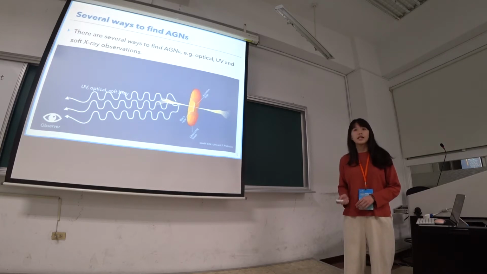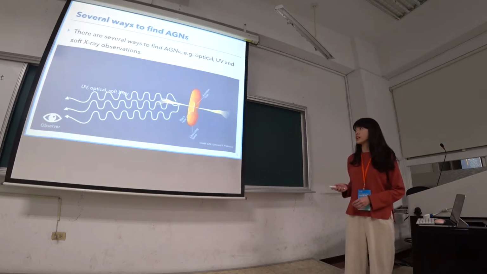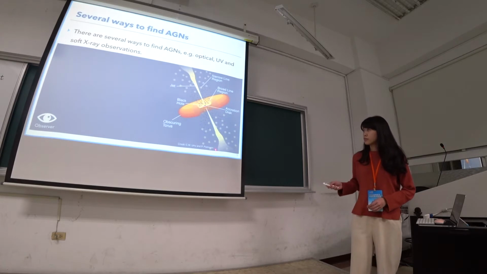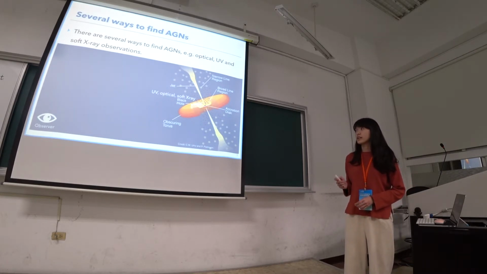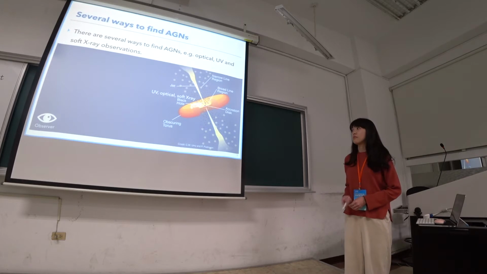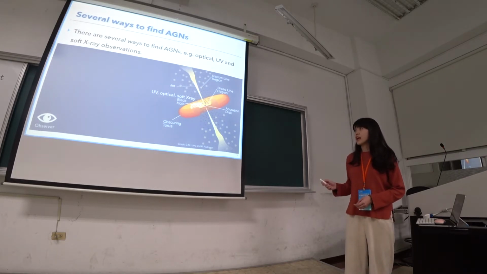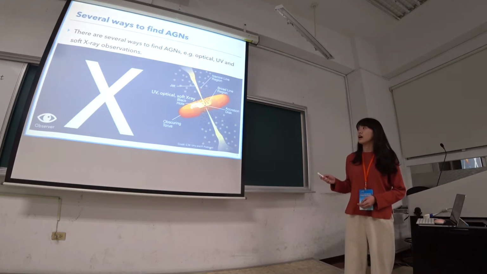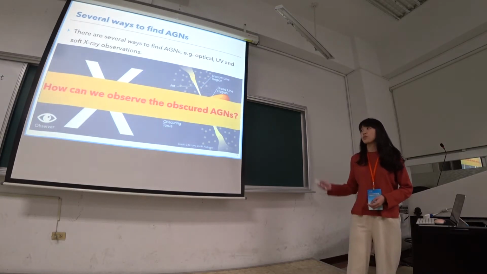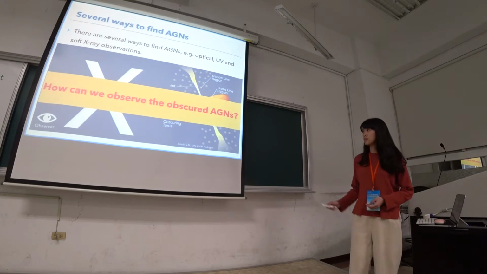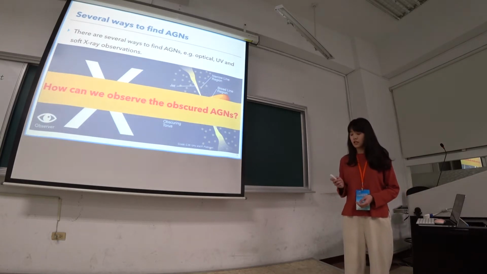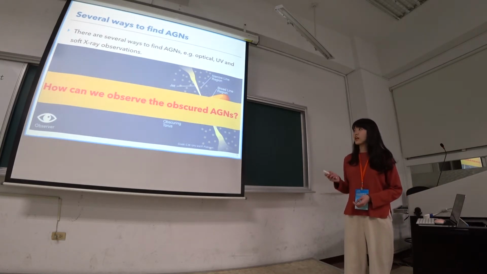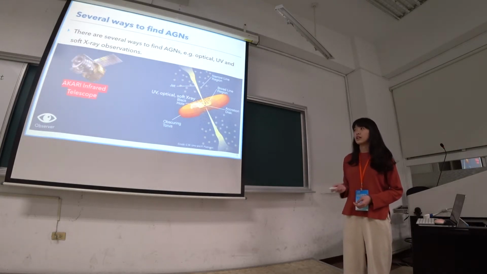But usually AGNs are obscured by gas and dust. In this way, we are not able to directly observe AGNs through these observations, because this light will be absorbed by gas and dust. So how do we solve this problem? How can we observe these dust-obscured AGNs? The solution is the infrared telescope.